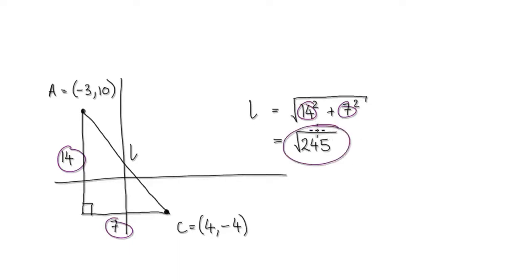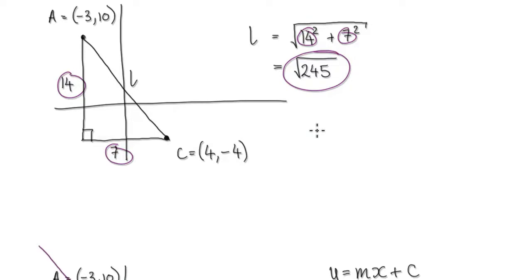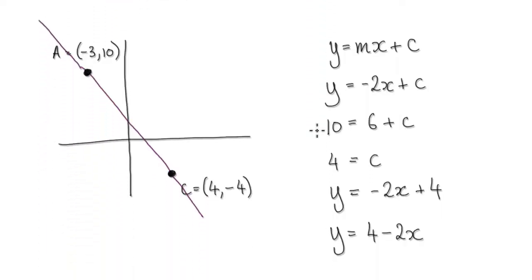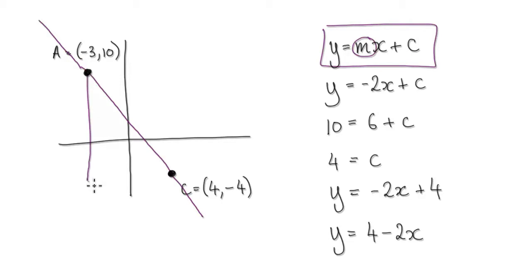Okay, so now we need to find the equation of this line. This is question 2 now. Any straight line would be of the form y = mx + c. You need to know the gradient. Earlier we worked out that the height here is 14, the across is 7, and it's a right angle triangle. So the gradient will always be the height divided by the across.